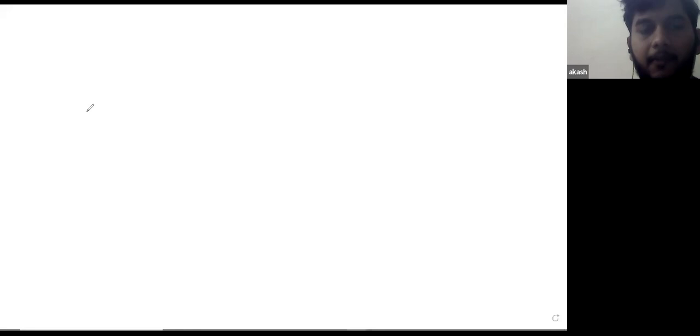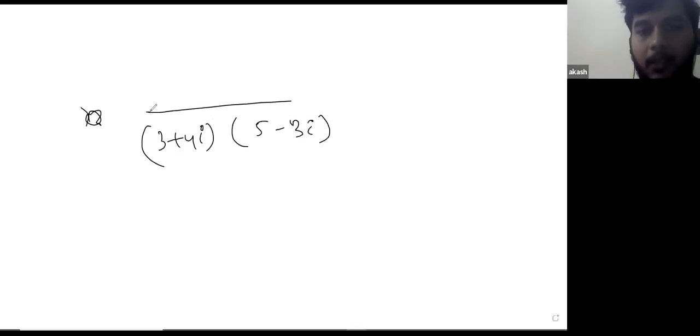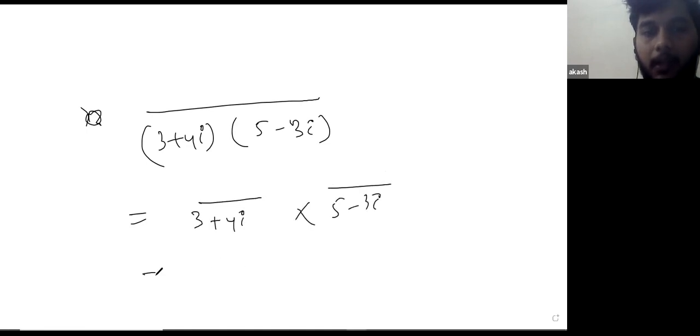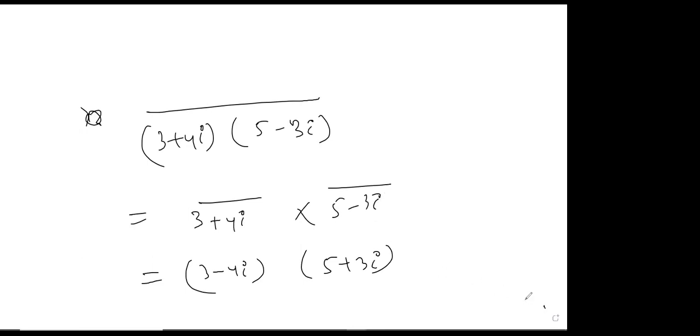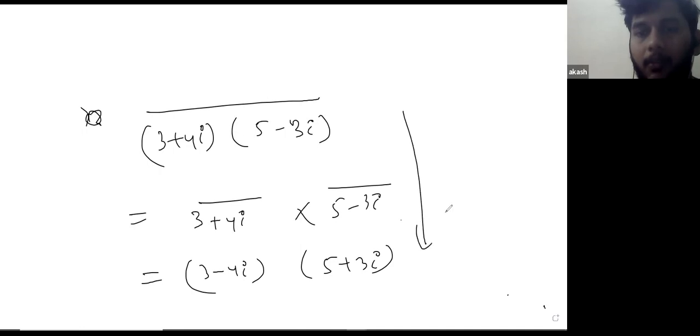Am I audible now? Now see what the properties say. If we have a complex number like 3 plus 4i into 5 minus 3i, and you have to find the conjugate of this, then you can simply divide the bar, like this. So this is 3 minus 4i into 5 plus 3i. Easy? Yes. And so on for all the properties.